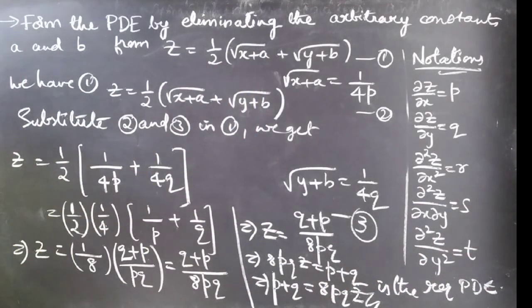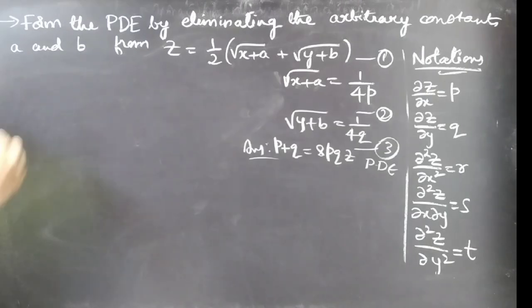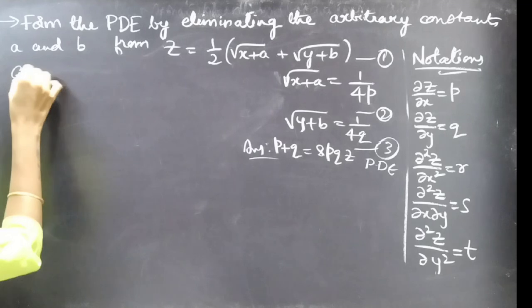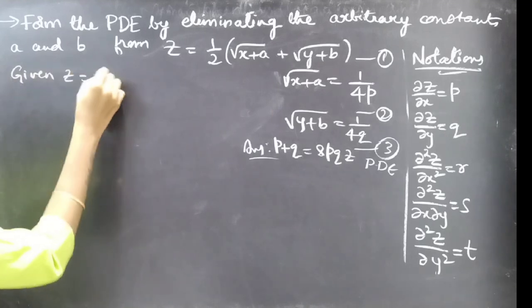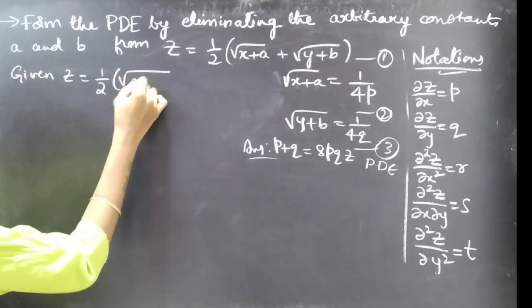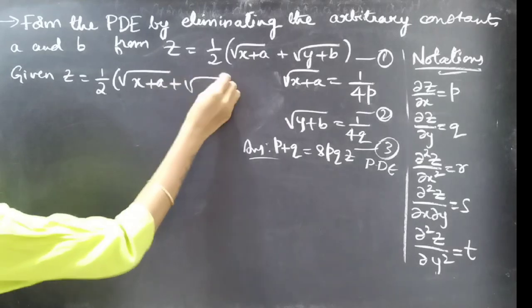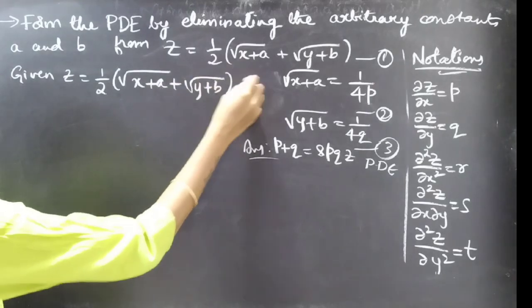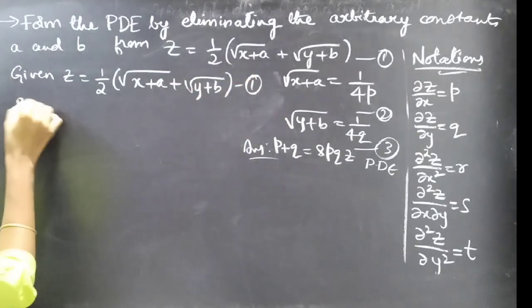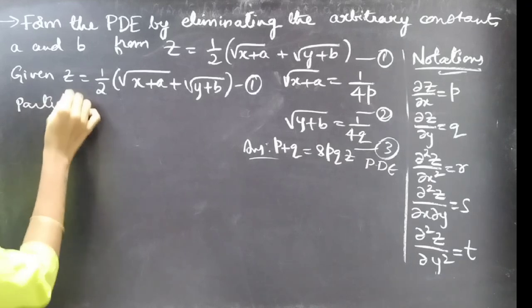Now let's see the same problem by reducing the number of steps. Given z equal to 1 by 2 into square root of x plus a plus square root of y plus b, we have considered this as equation number 1. Now let's partially differentiate it with respect to y.